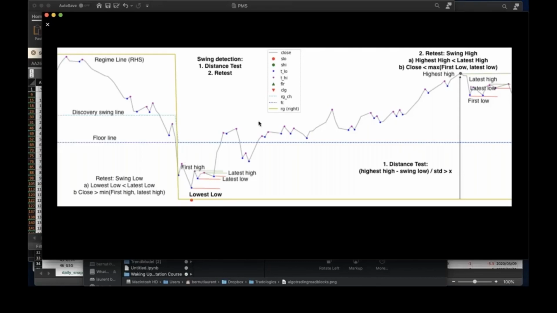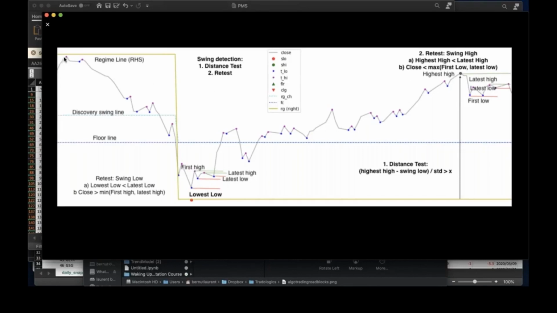The idea has two things: a distance test and then a retest. We're going to start with the distance test. As you can see here, there's a low, there's a high, but it's fairly close to one another, especially in high volatility. For swings to be recognized, they need to pass a distance test. They need to be significantly apart from one another, measured, as Tony mentioned earlier, in standard deviations or in average true range.